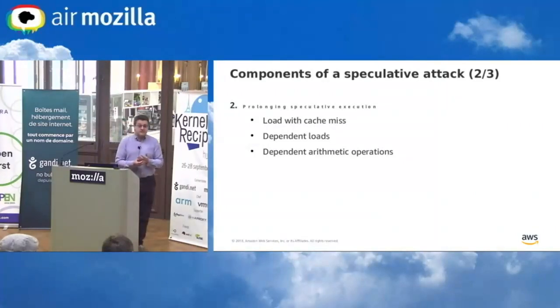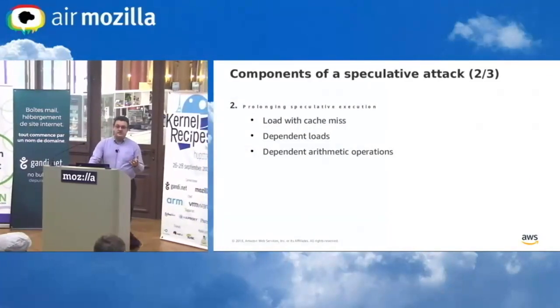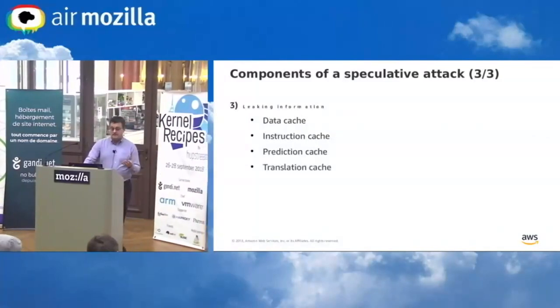And then you want to prolong it for as long as possible to run as many instructions as you can. And you can do that with cache misses, which will take hundreds of cycles to resolve, and dependent loads with arithmetic depending on previous arithmetic, and things like that. So you can get into speculative execution mode, stay there for quite a long time, access the data you need, do whatever it is you need to do, and then you need to leak the information. And everybody's doing this with the data cache: I've got a secret in a register, and then I load from some address calculated from that secret, and then I later observe the effects on the cache to see which cache line was touched.